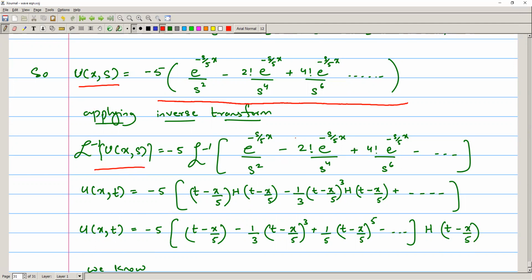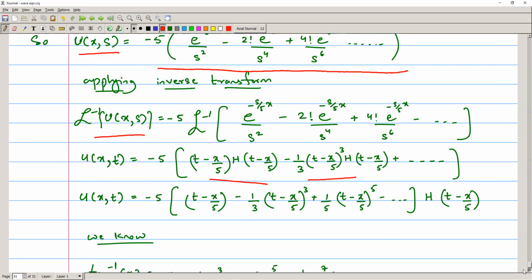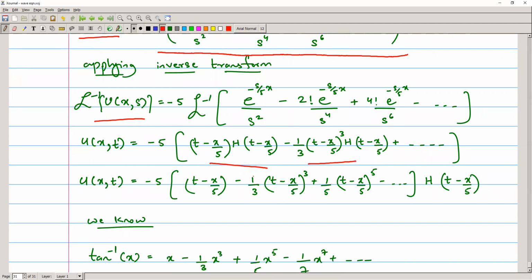Therefore, we apply the Laplace inverse here, negative 5 times the Laplace inverse on each element separately. The inverse Laplace of e to the power negative s over 5 x over s squared will be given by the Heaviside function. Here we can see that, and again this and this and so on. Therefore, we can use the Taylor series. Here we can see that Heaviside of t minus x over 5 is common, and then we will be left with this in the bracket, for which we can use the Taylor series.